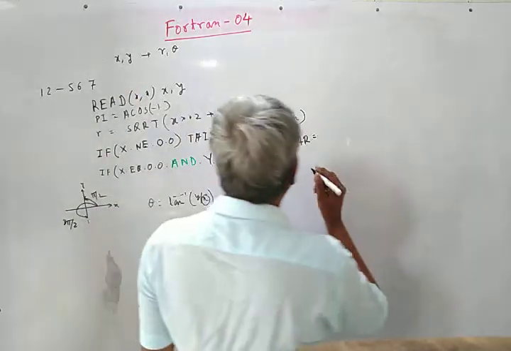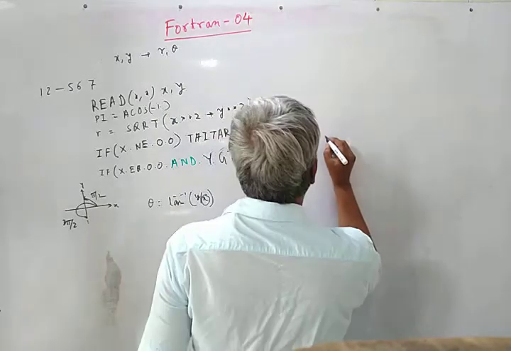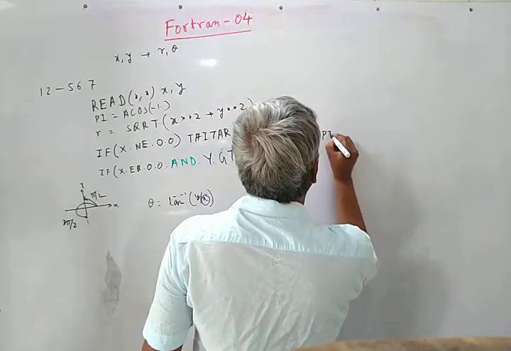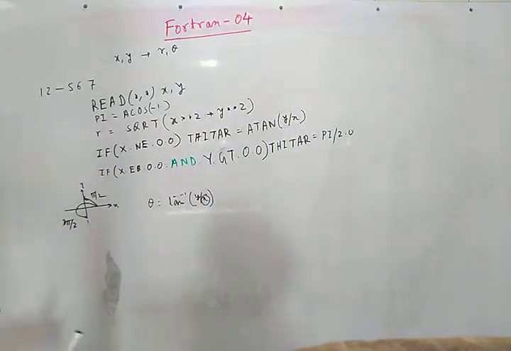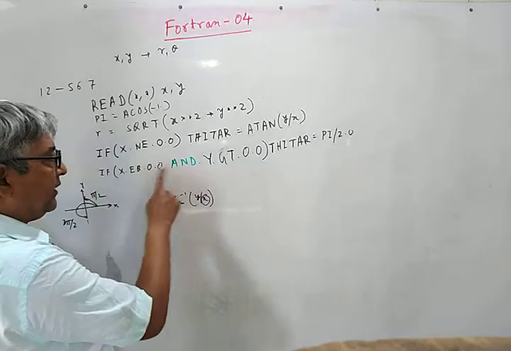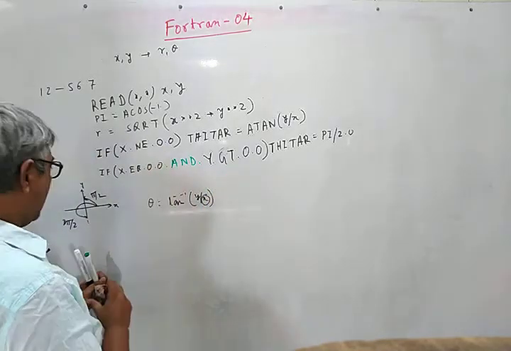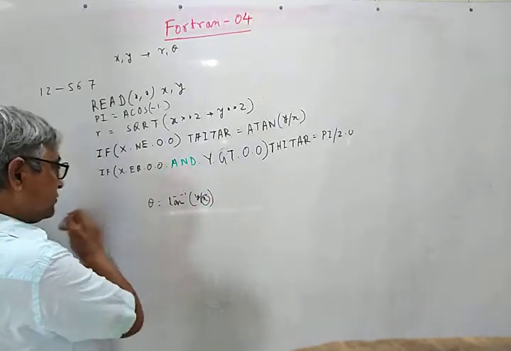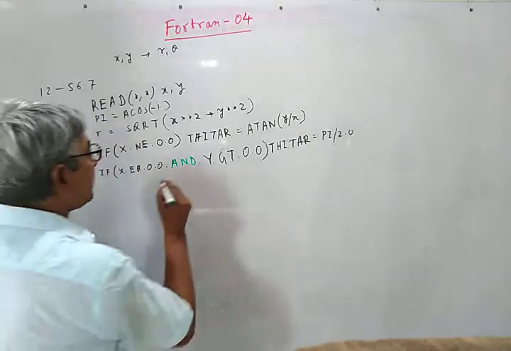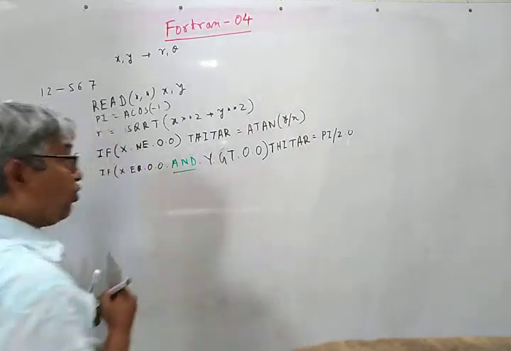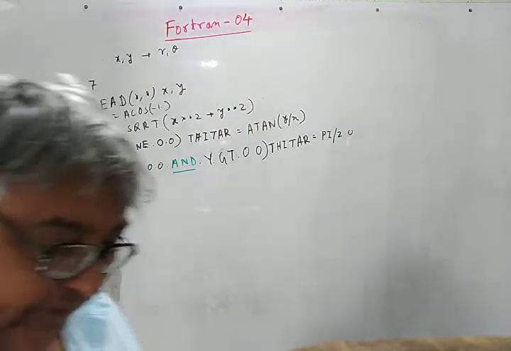Theta r is equal to pi by 2.0. Let me explain this line. This line imposes two conditions, and the statement will be executed when both of them are satisfied. No or, it is an and operation.